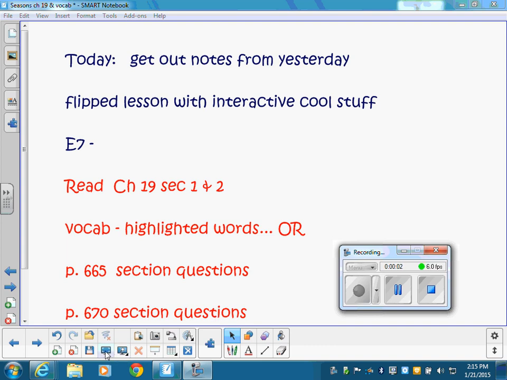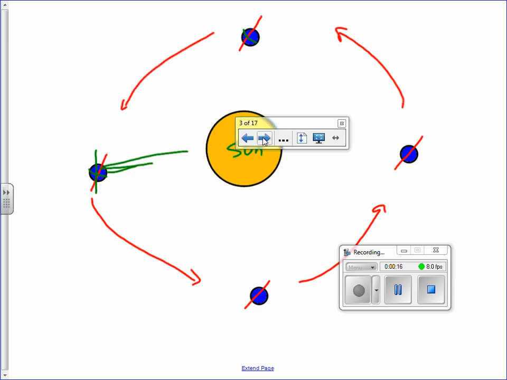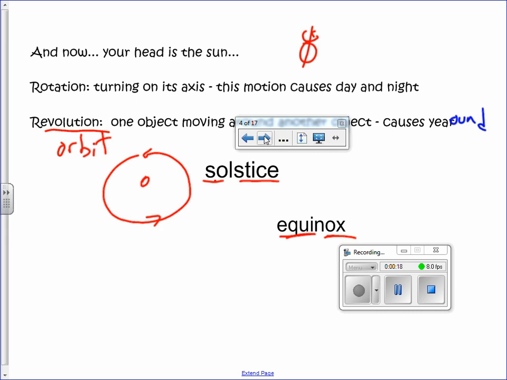So this week, yesterday, you read chapter 19, sections 1 and 2. Today we're going to do a few notes for section 1, which was on seasons. And tomorrow we'll do a flip lesson for section 2, which was on gravity and motion. So first of all, let's look at a few of the vocab words.